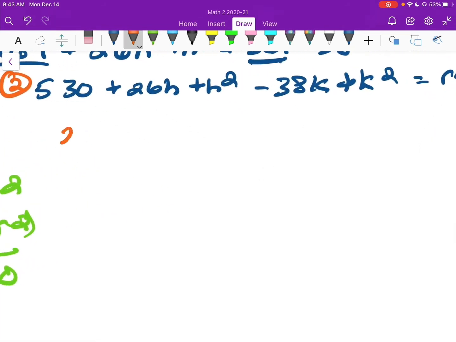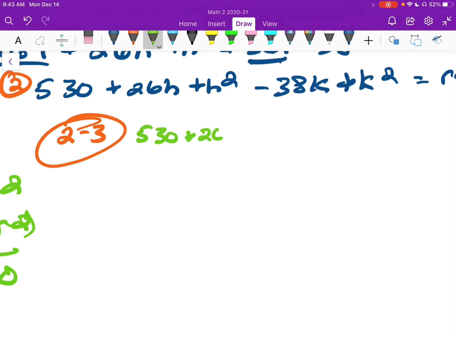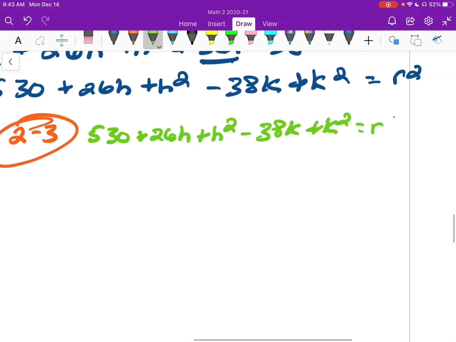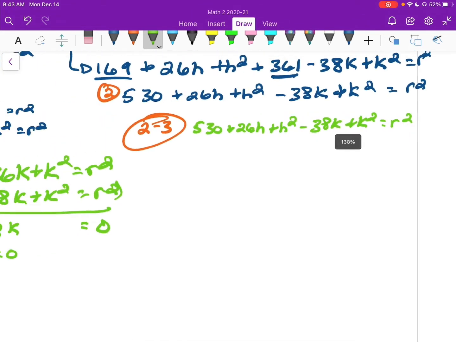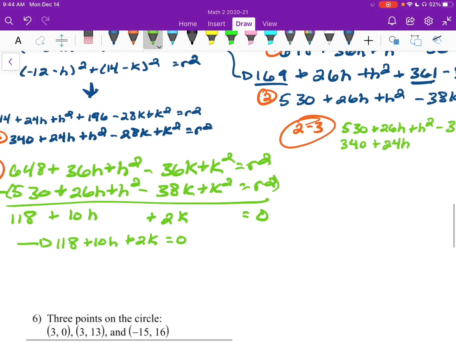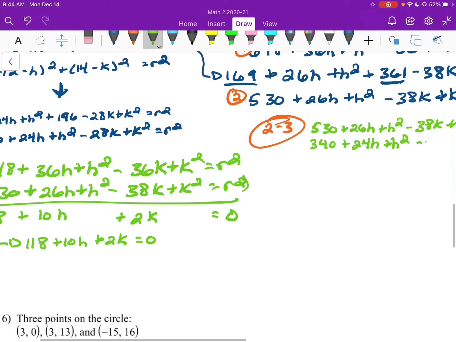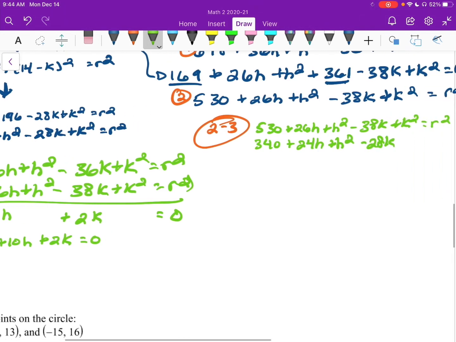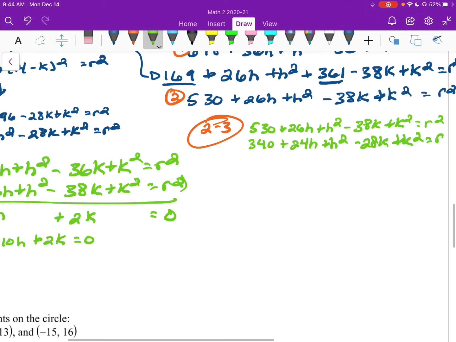So I'm going to say 2 minus 3. Well, 2 is, I'll do this in green again, like I did last time. 530 plus 26h plus h squared minus 38k plus k squared equals r squared. Now I need to copy down 3, so I'm going to have 340 plus 24h plus h squared minus 28k plus k squared equals r squared.